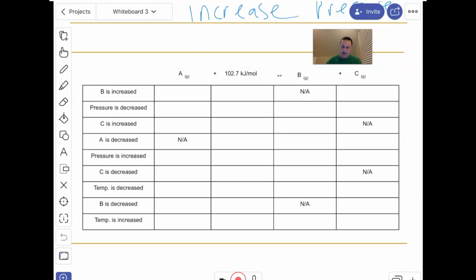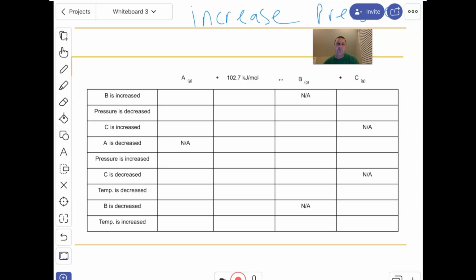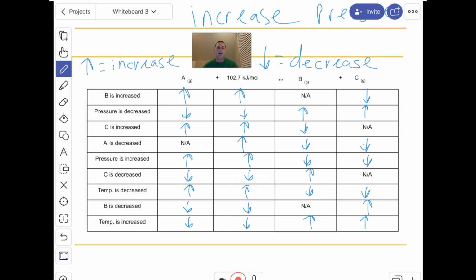Okay, so here's a chart here, and you can pause this and try to fill this in and think what the answers would be. I'm just going to pause it, fill in the answers off camera here, so you can see the answers. So let me pause the video now. Okay, so here's my notation. An up arrow means that thing is going to increase. My down arrow means that thing's going to decrease.